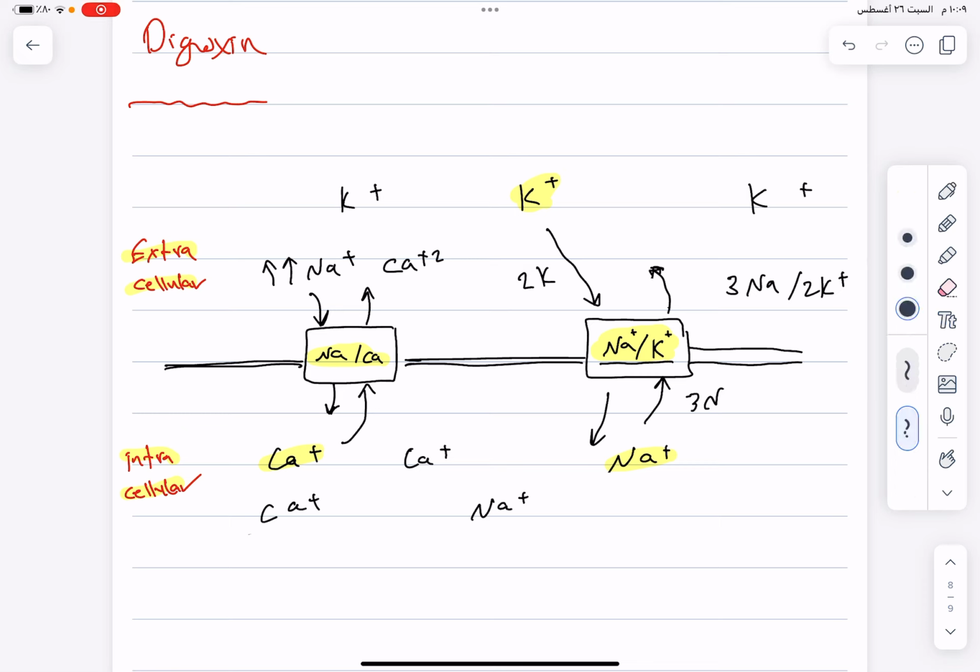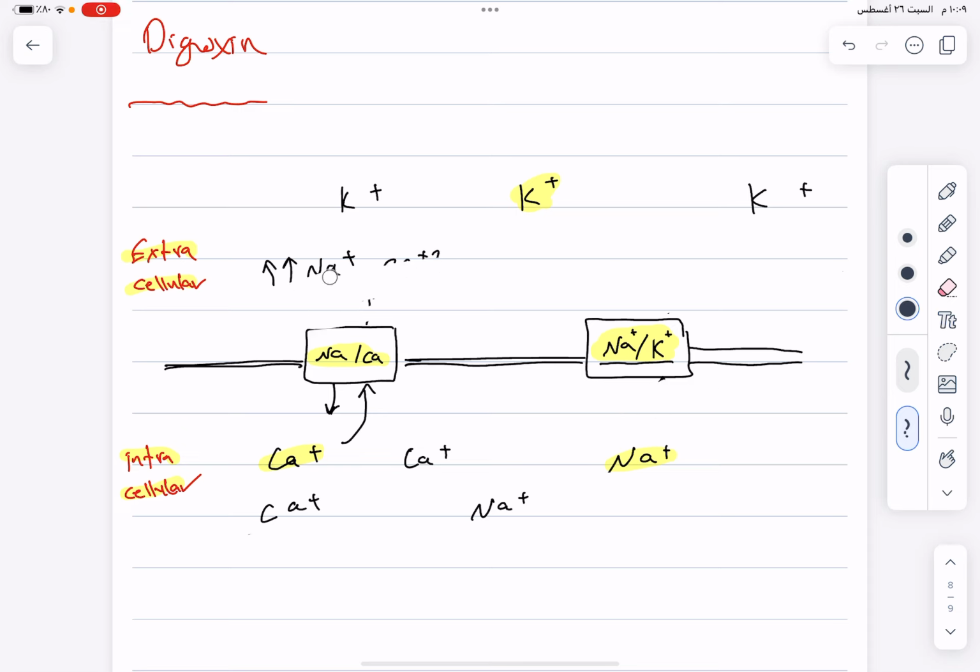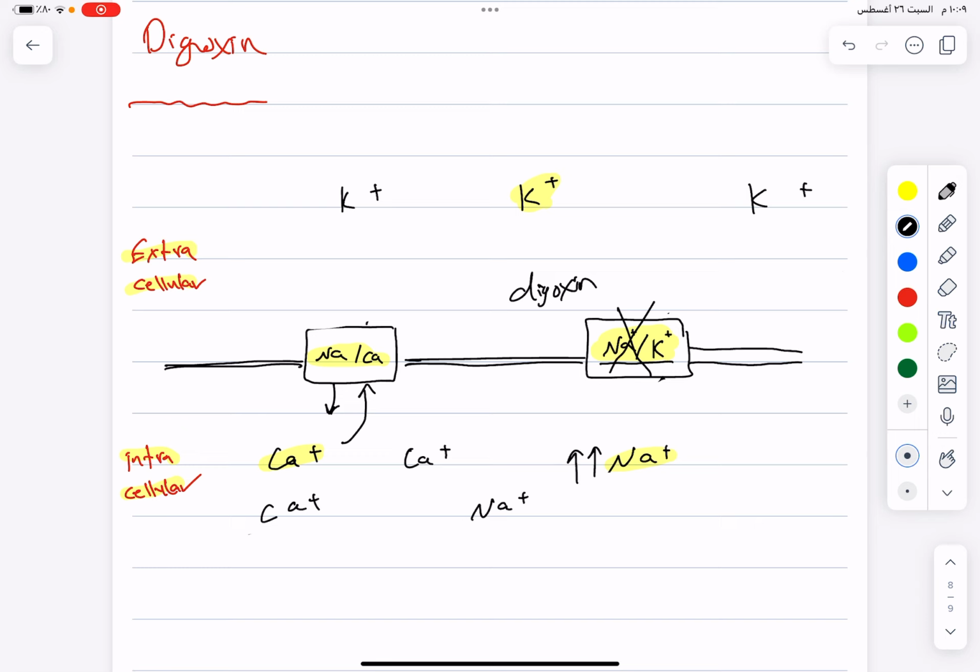So the mechanism of action of digoxin is that it will inhibit the sodium-potassium pump. This is digoxin. So it will lead to build-up of the sodium intracellularly. So there is no exchange of the sodium with the potassium.